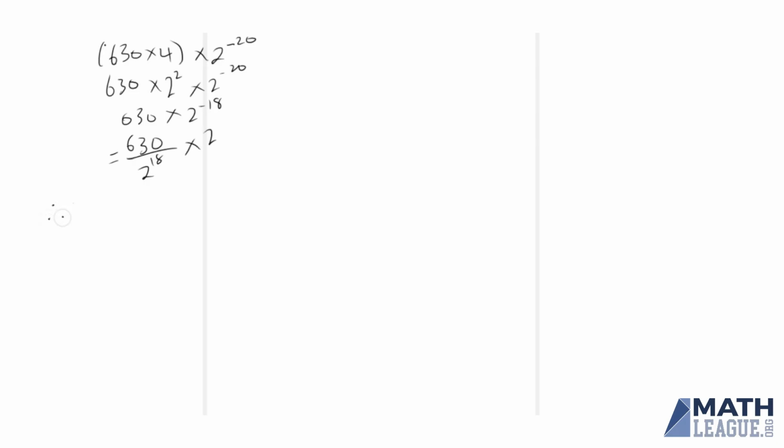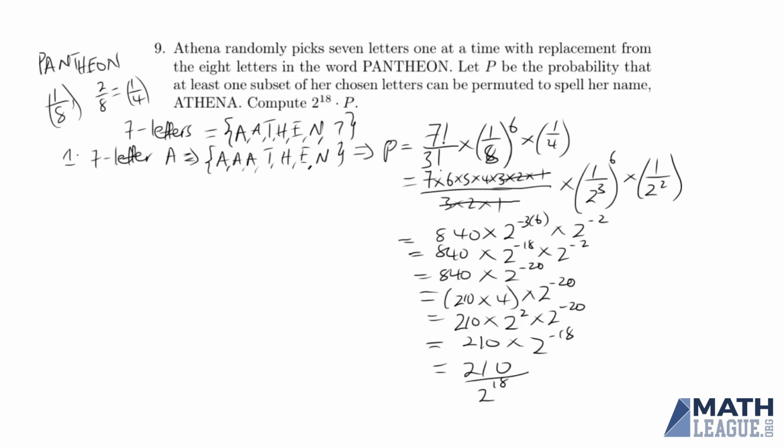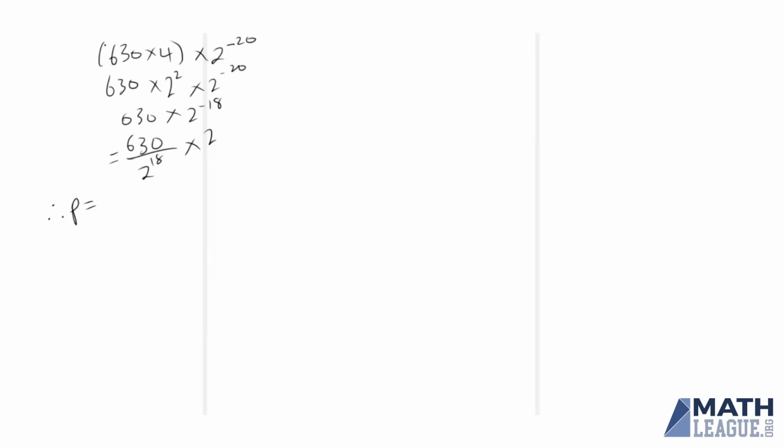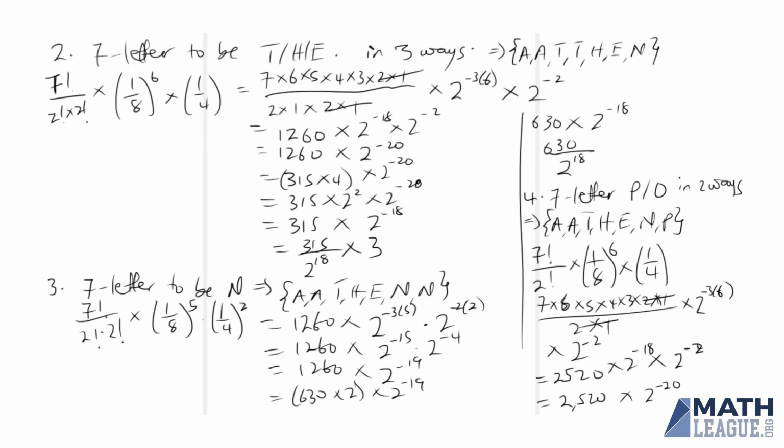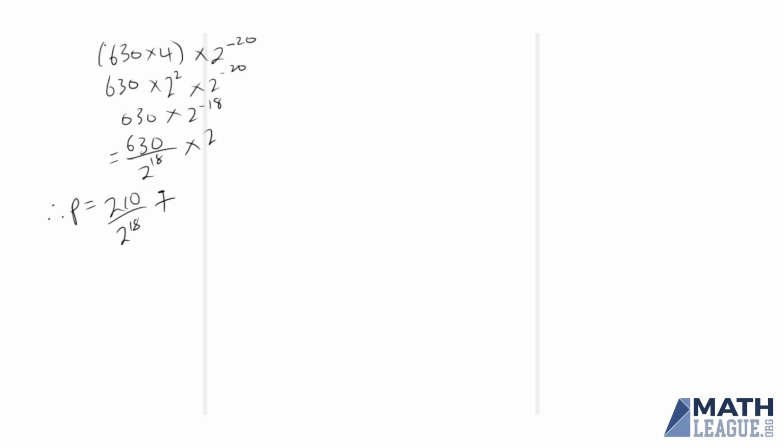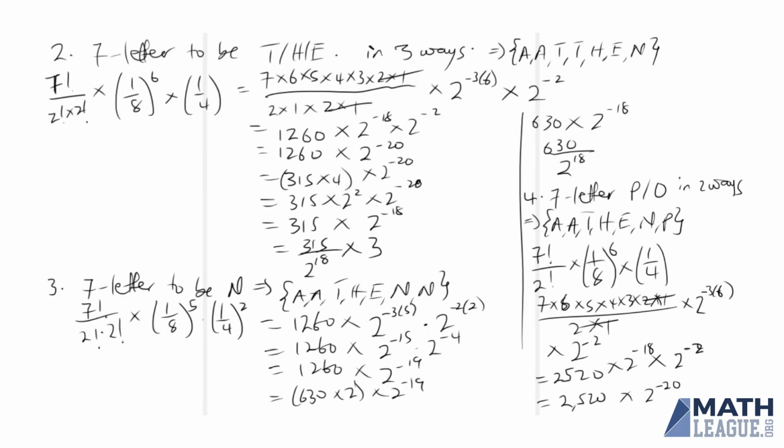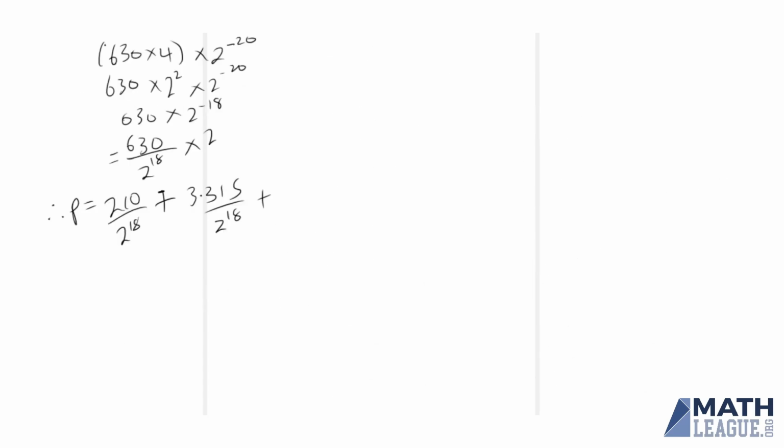So finally, the probability is going to be, now let's go back. In the first one, we got 210 on 2 to the power 18. Plus the second case, we had 3 multiplying 315 on 2 to the power 18. Plus in the third case, we got the probability to be 630 on 2 to the power 18. Then the last case, we have 2 multiplying 630 on 2 to the power 18.